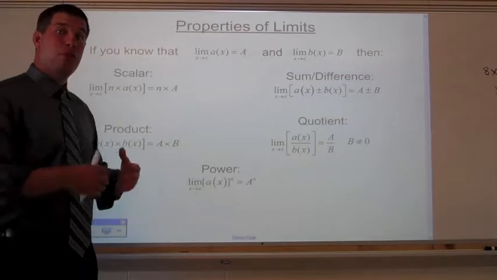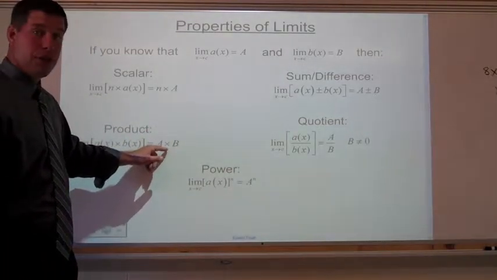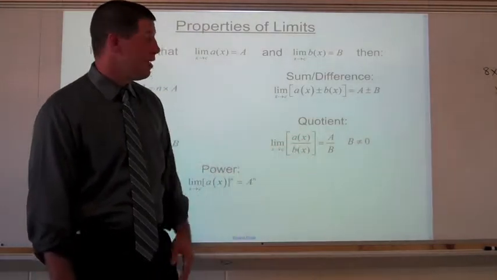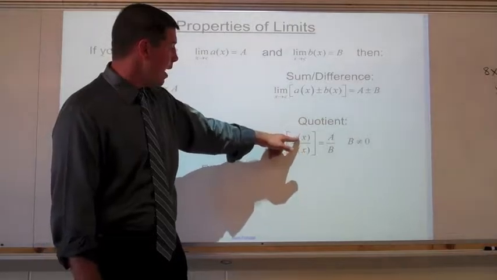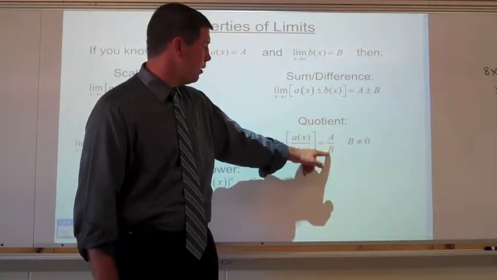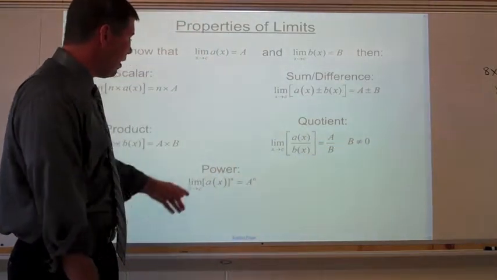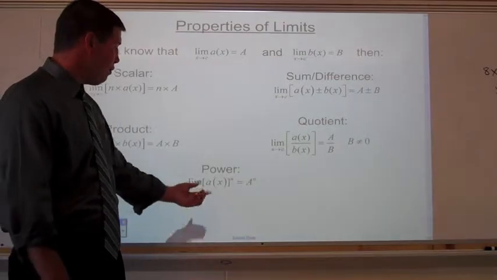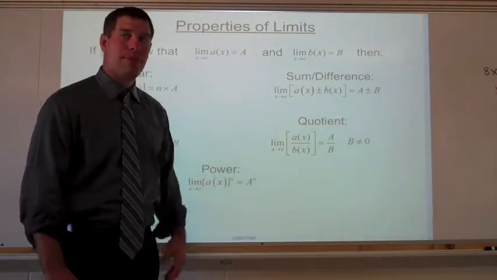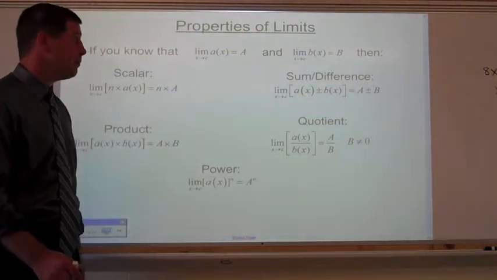Product rule. If you multiply the two functions, your limit is going to be the product of the two limits. Quotient rule, again very similar, straightforward. A of x over b of x, the limit is going to be A over B, with the distinction that B cannot be 0, otherwise it would be undefined. And finally, the power rule. If you take the function and raise it to a power, the limit can also be raised to the power to give you the limit for the new function.